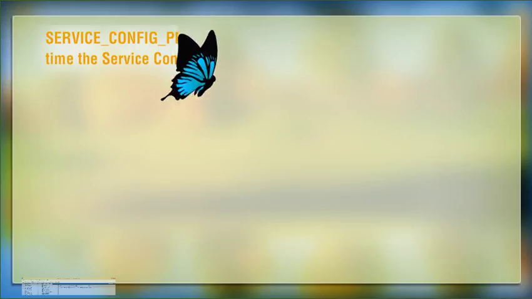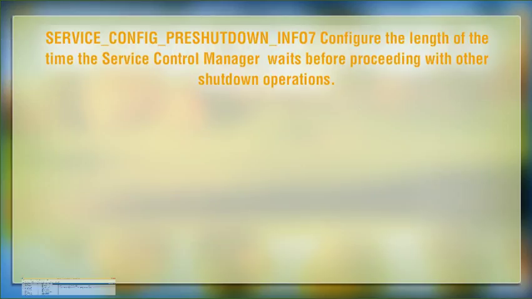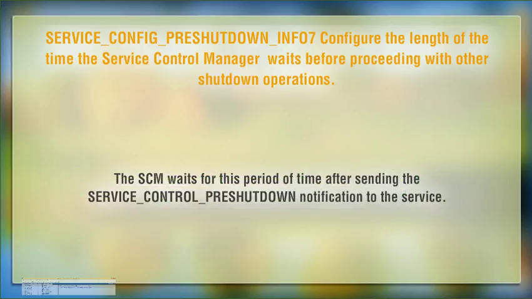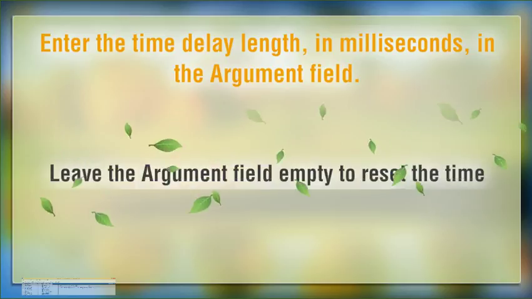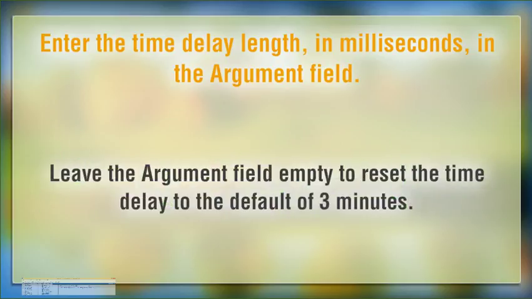Service config. Pre shutdown. INF07. Configure the length of the time the service control manager waits before proceeding with other shutdown operations. The SCM waits for this period of time after sending the service control pre shutdown notification to the service. Enter the time delay length, in milliseconds, in the argument field. Leave the argument field empty to reset the time delay to the default of 3 minutes.